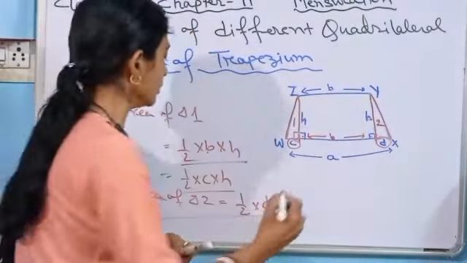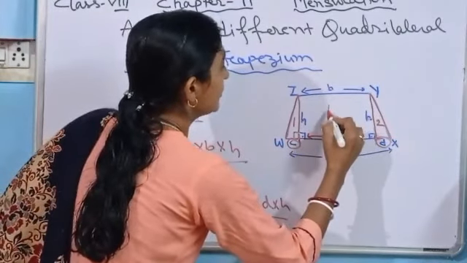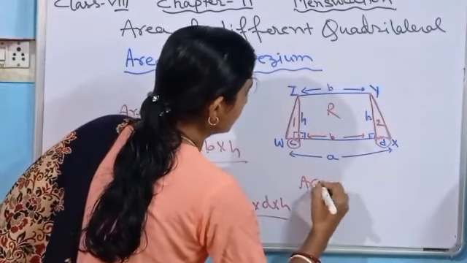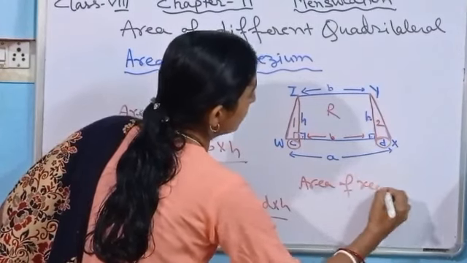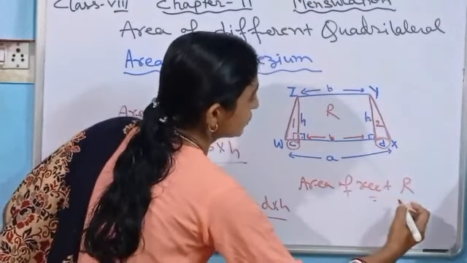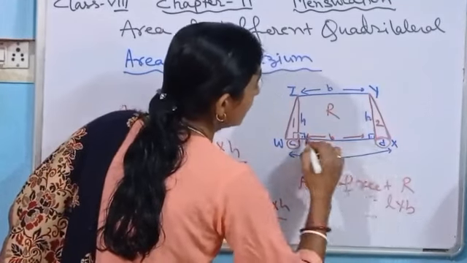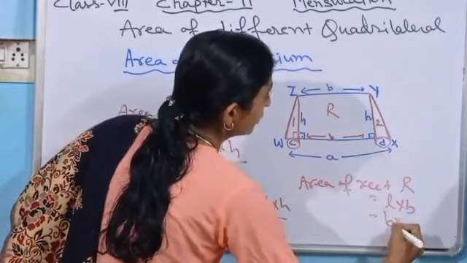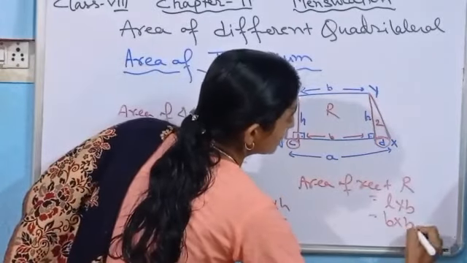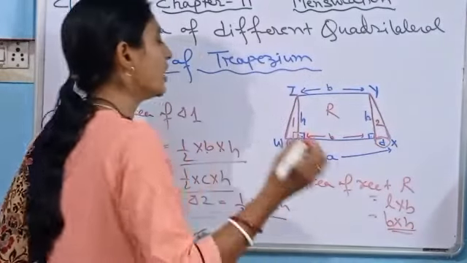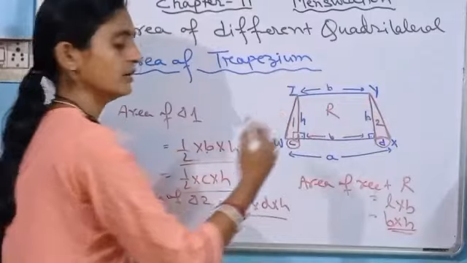All of you know the area of a rectangle. Let's name it R. So the area of rectangle R is equal to what? It is length into breadth, where the length has been given as B unit and the breadth is H. So I have got this one.